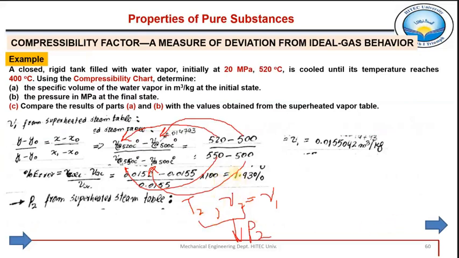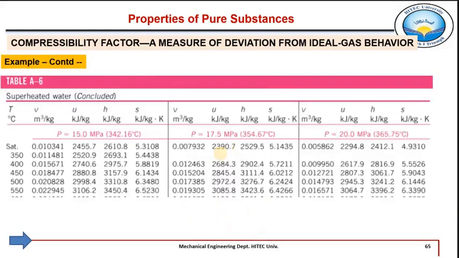So what is V2? It is 0.0152, which was equal to V1, and P2 is 400 degrees Celsius. There are many possibilities of pressures at 400 degrees Celsius, but now we need to look at V2. Where is V2?